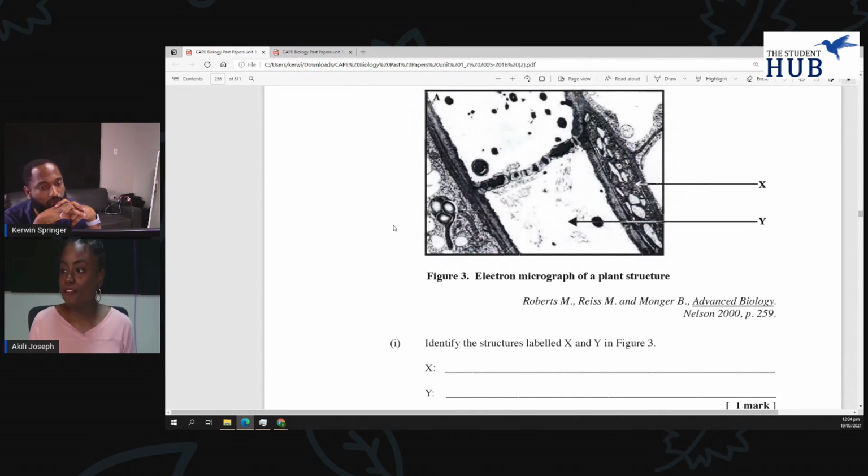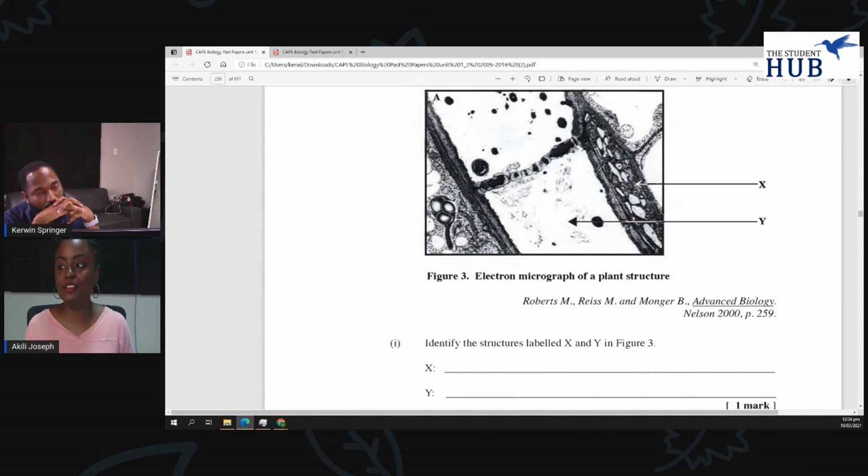And lastly, for part C, they give you this image, right? They say this image, figure 3, is an electron micrograph of a plant structure, and they want you to tell them what the structures they labeled X and Y are, right? So again, this is testing our theory, and you should be able to identify this image knowing that this is an example or a section of a phloem tube, right? So this is your sieve tube and its associated companion cell, right?